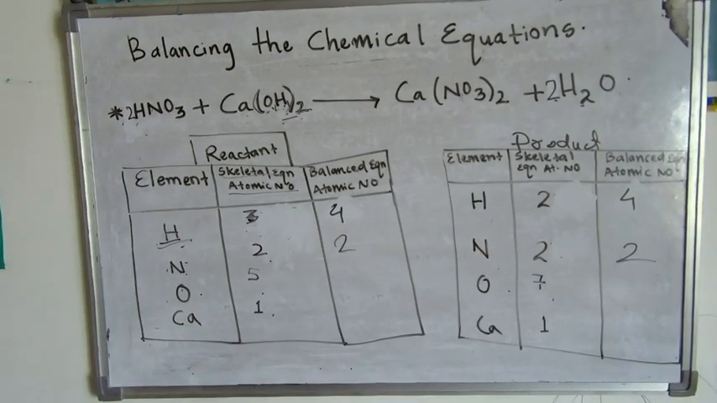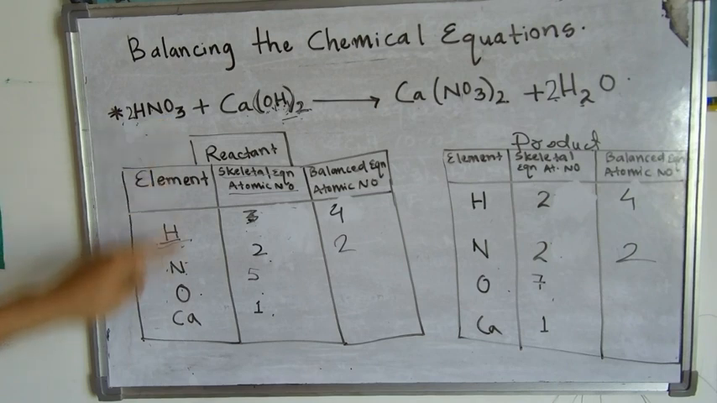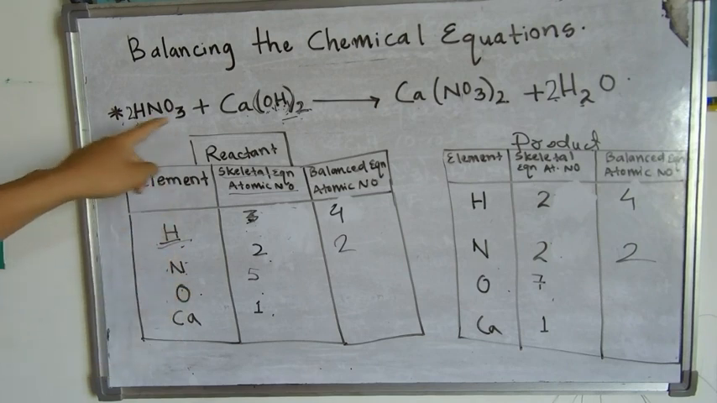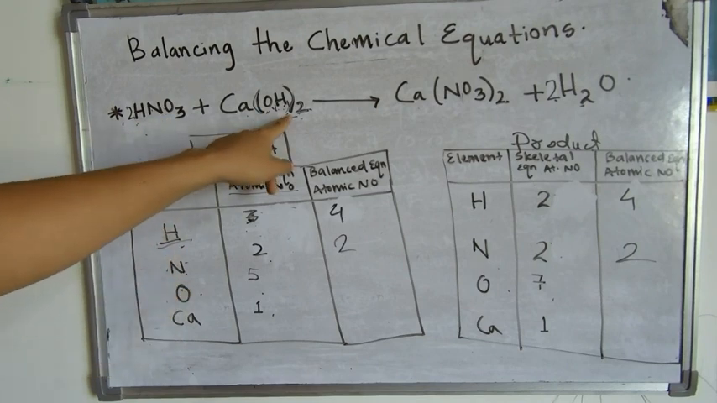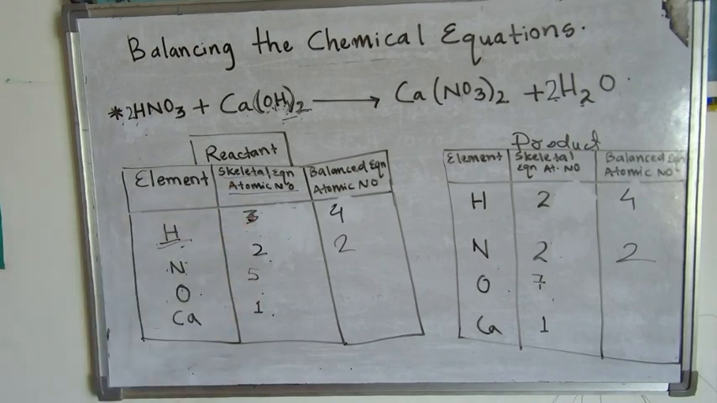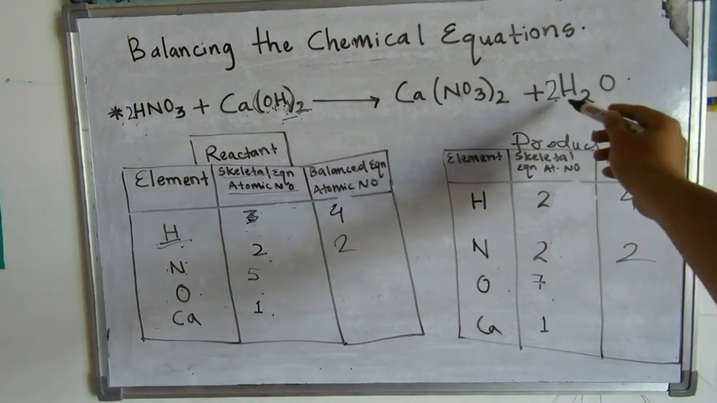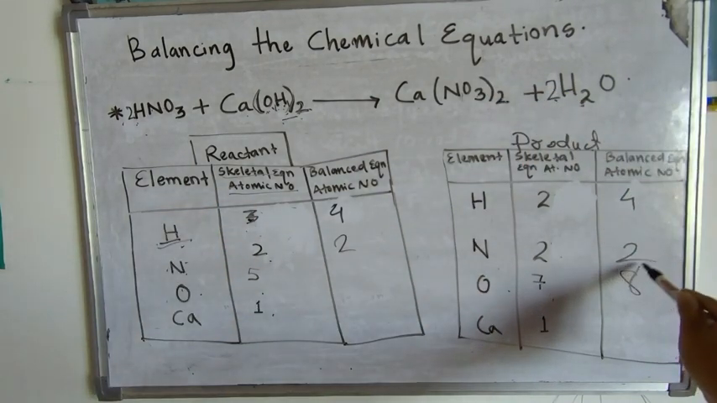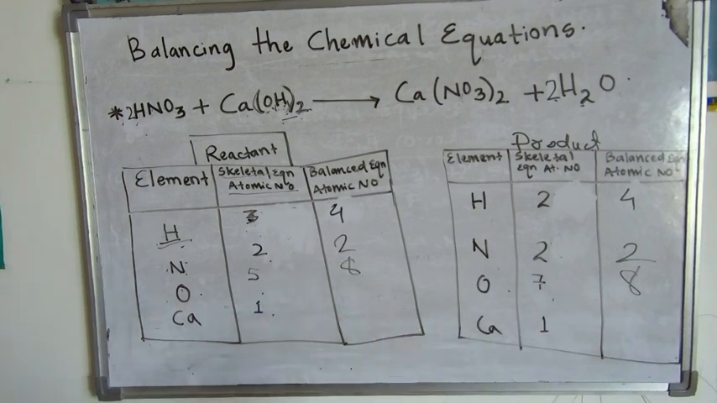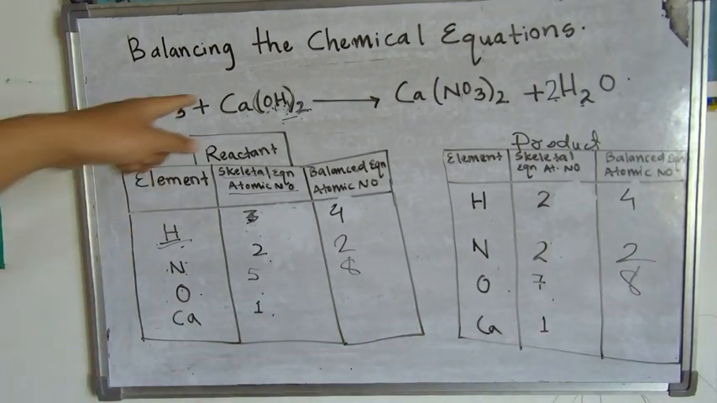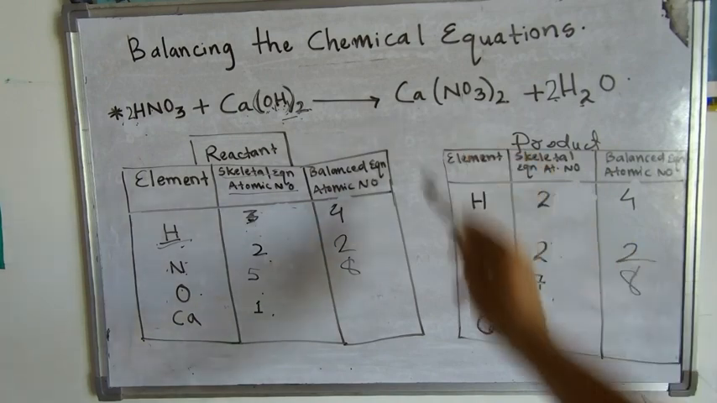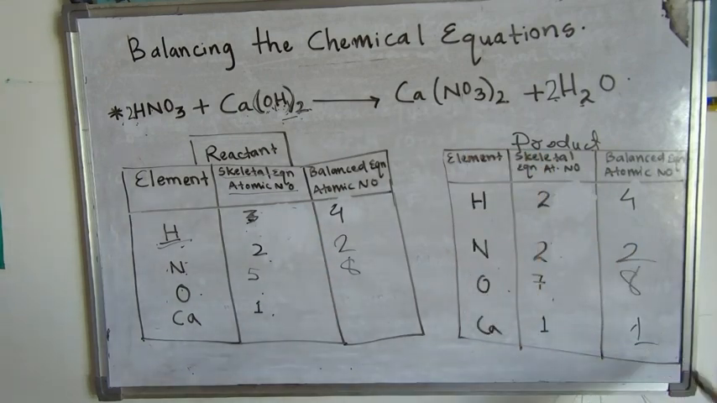So now next we will check the oxygen. When we give the 2 here, 2 times 3 is 6, and it is 6, 7, 8. We have 8, and 2 times 3 is 6, 7, 8. Okay, this is also 8, and this is also 8. So let's check the calcium. Calcium is 1, and calcium is 1. So this is also balanced. So this is how we can balance the chemical equations.